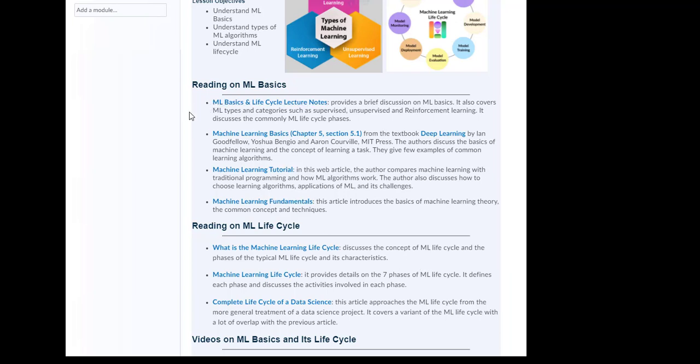As far as reading materials, as you know, there is no required textbook for the course, so we have compiled different resources. These readings are short readings for the most part, and they are listed here. They cover the machine learning basics, the categorization of the algorithm types, and the life cycle.